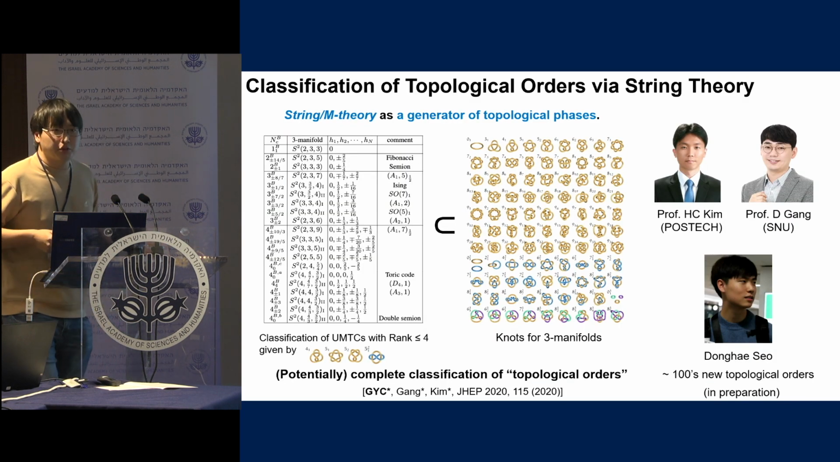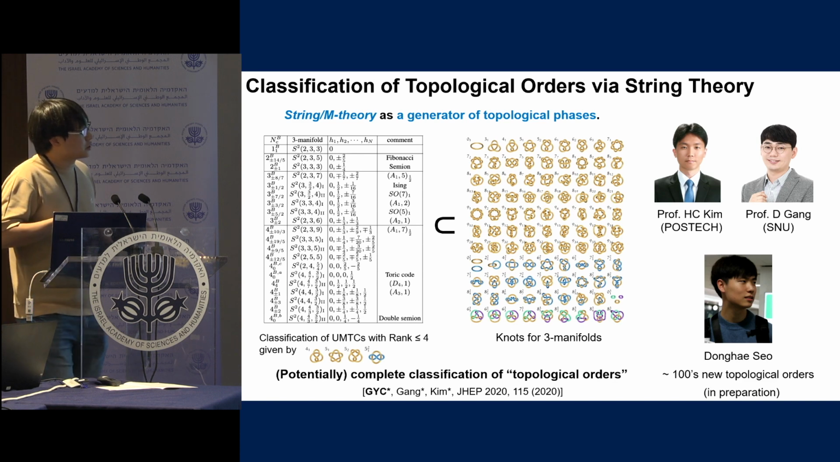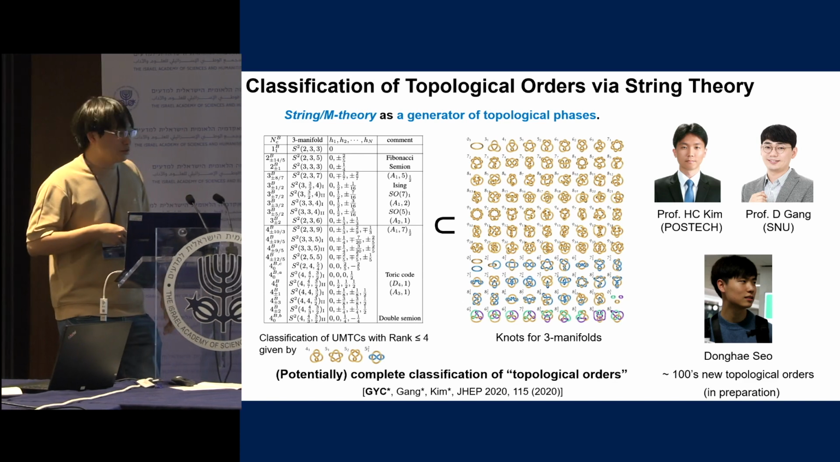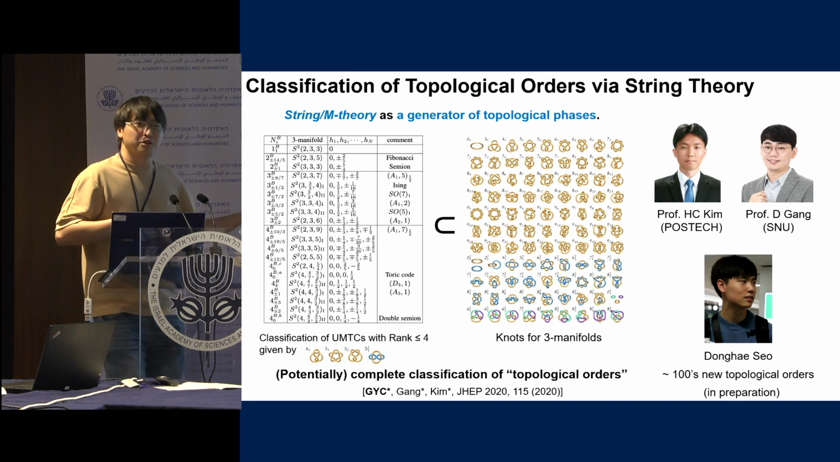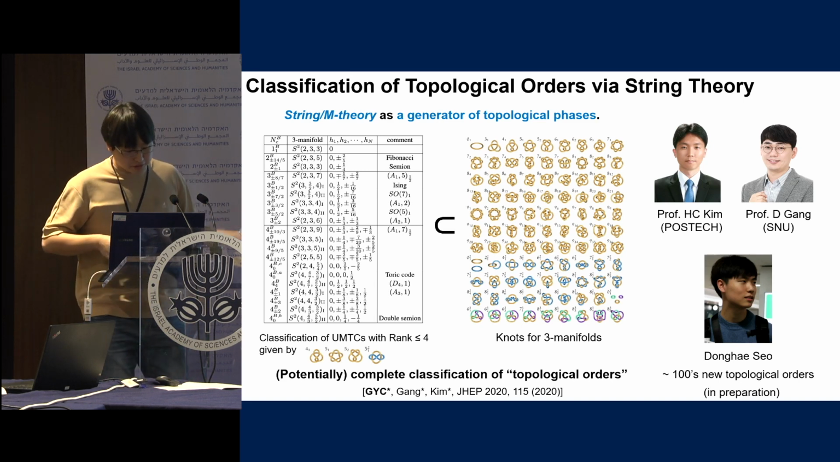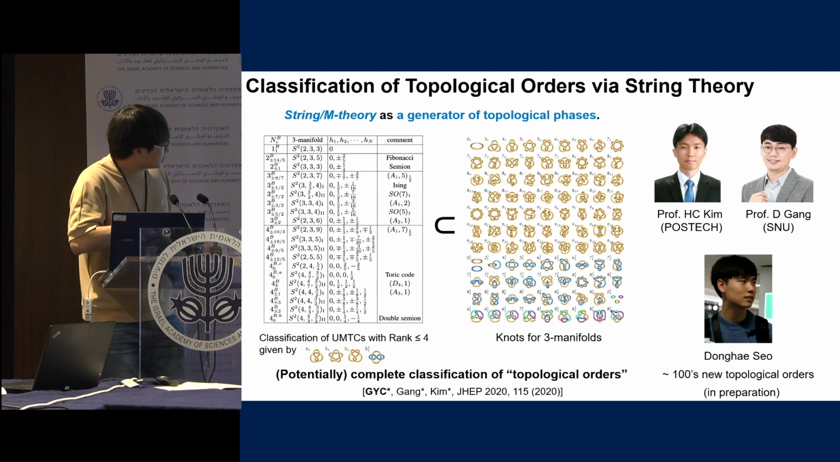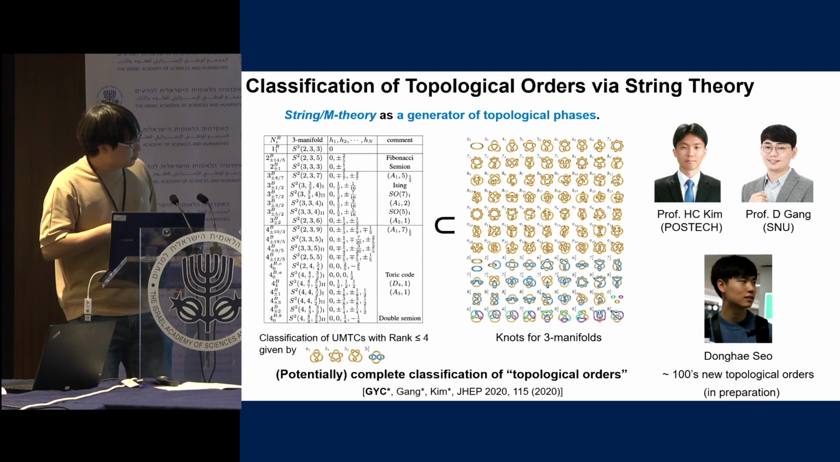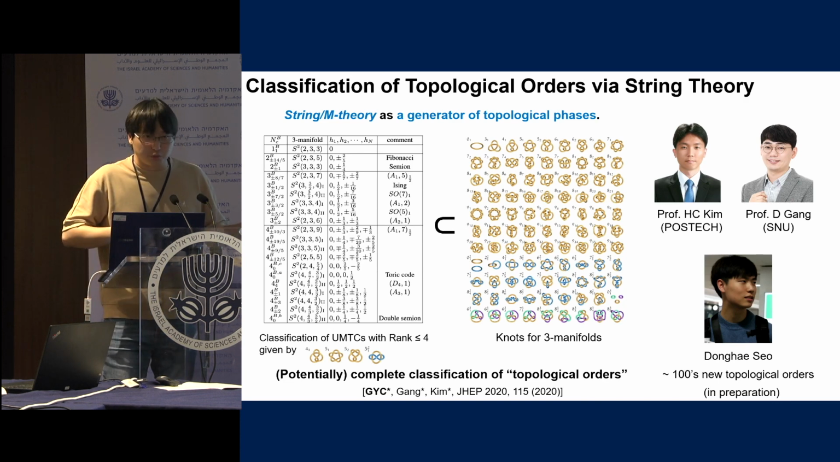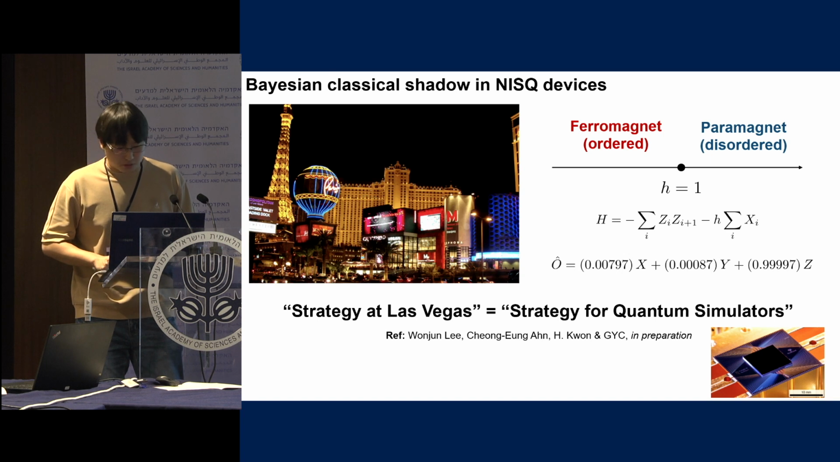And I also work with string theory. So, for example, with friends from other universities, we found that the classification of topological states is similar to the mathematics used in string theory, which could possibly, hopefully, give the complete classification of topological phases. We are preparing one more paper which found at least 100 new topological orders.